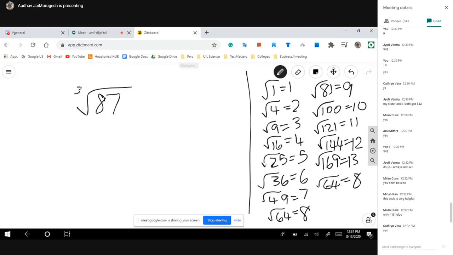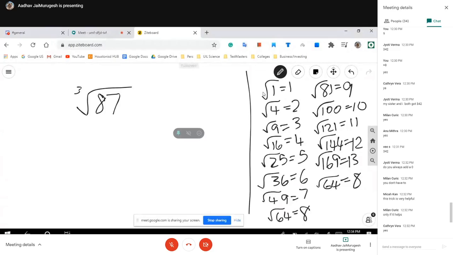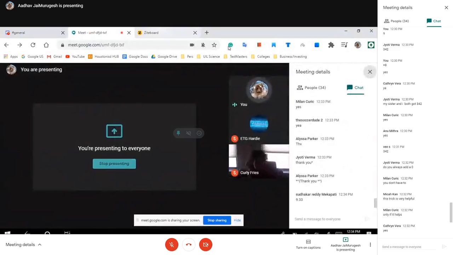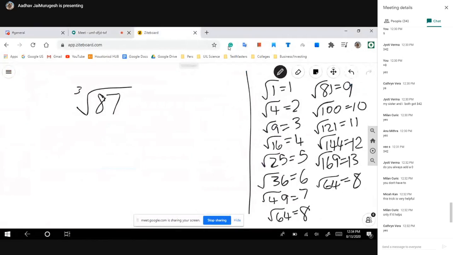So I think enough people have had time to work this out, so let's go and do this. How you really do this is, the first step is exactly the same as how you did it for the square root of any number. The closest perfect cube to 87, below it, is going to be 64. So the cube root of 64 is going to be 4.